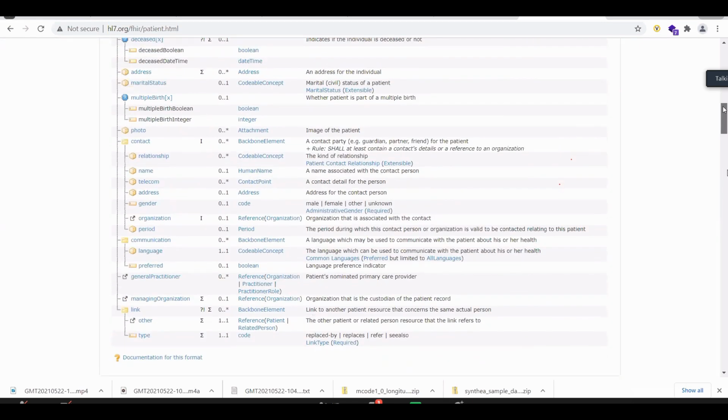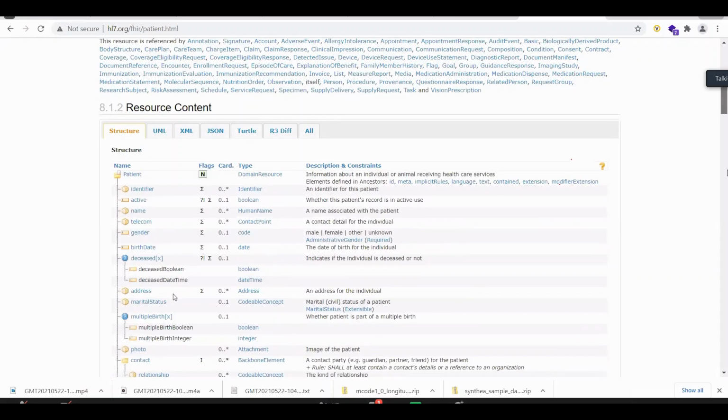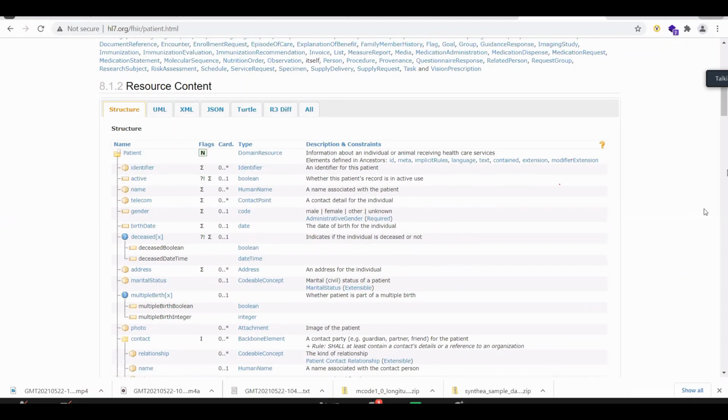No. So wherever there is an X in a resource, it means there is actually a choice, right? You can't say a patient is dead and also give his death time. No, you have to make a selection. Either you put the Boolean true or false, or you give the death date and time. So you cannot give both attributes. That's what the choice parameter means, right? So pay attention to that.